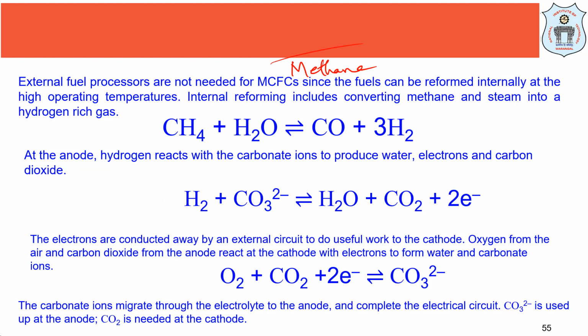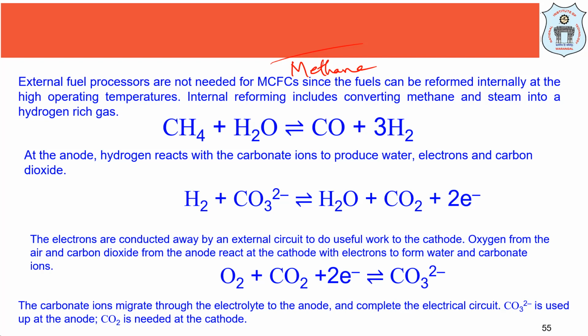So these are the reactions corresponding to it; an external fuel cell processor is not required for the system. Internal reforming includes converting the fuel, if you are using methane as the fuel. So when you are using methane as the fuel, these are the reactions taking place, which you can go through. Okay. So obviously we are going to have carbonate formation at one side.